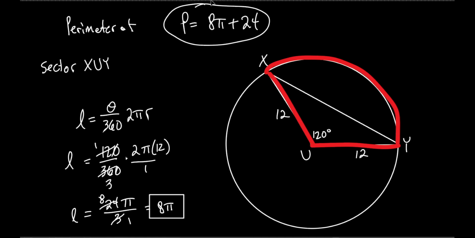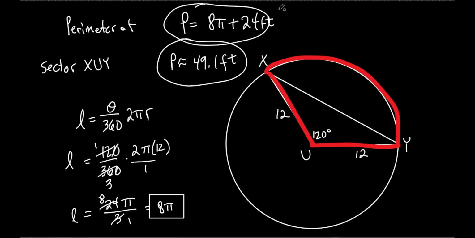But what if you really wanted to get a decimal number? Or what if I asked for a decimal approximation? You would just do what? Yeah, 8 times 3.14, and you get whatever that is, plus 24, and you get 49.1. And I put an equal sign. It wouldn't be wrong if you did, but I'm being picky. So I put a little squiggly equals 49.1. And that's in feet. So either one of these would be perfectly fine. Now I should have put feet right here. Sorry about that. And now we're good.